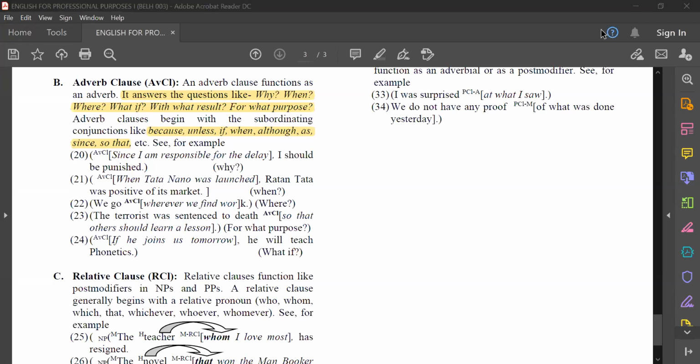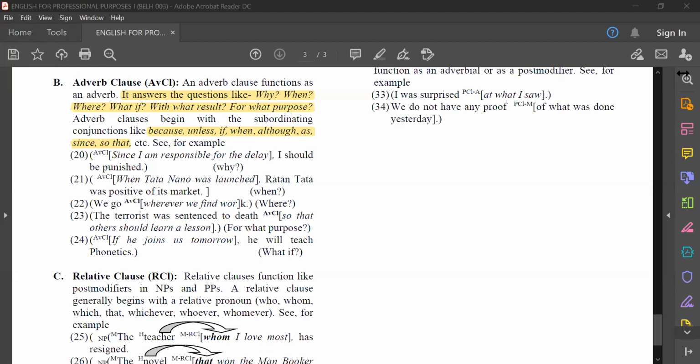Anybody wants to say something? Yes, Shubhanshi. Sir, in the first example, example number 20, which word is the adverb here? Or are we just saying it's an adverbial clause on the basis of the above things, like it is answering why and it is starting from "since"? Just because of that we are saying it's an adverb clause, or is there some word which is an adverb that I am not finding?